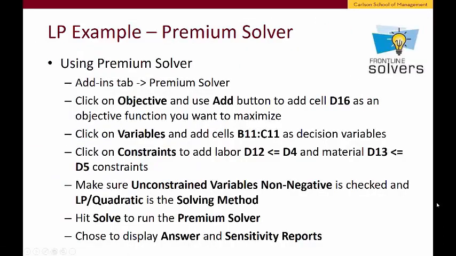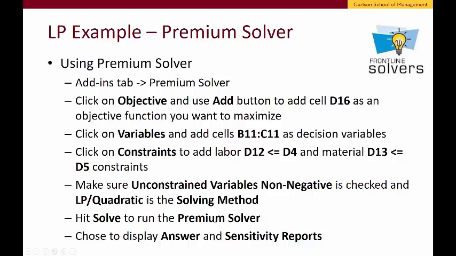Now we're going to replicate the result with the premium solver, which is available under the add-ins tab as indicated before. We're going to follow the instructions on this slide to add the objective function in D16, decision variables in cells B11, C11, as well as the two constraints shown right here. I'm going to make sure that, just like in the standard solver, we check that the unconstrained variables are non-negative, and then use the LP quadratic solving method, which is equivalent to the simplex method used with the standard solver, right?